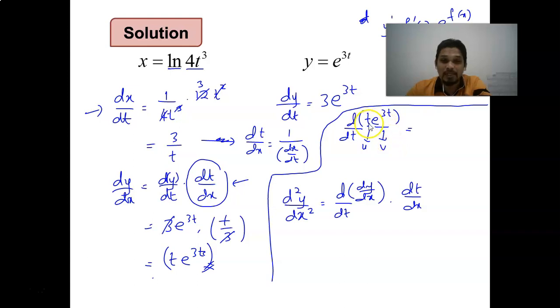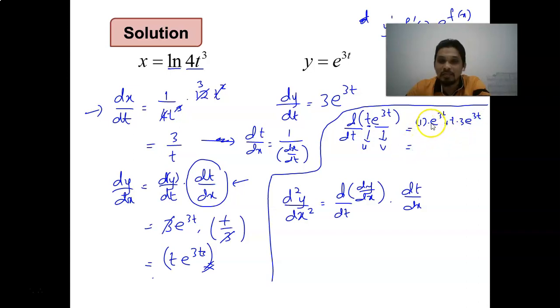Okay, multiplication between two functions. We define this as u and this one as v. So u prime v plus u v prime. We differentiate the u, or t, first, which equals 1 multiplied with e to the power of 3t, plus t, and then differentiate e to the power of 3t. Differentiating 3t gives 3, so it becomes 3 e to the power of 3t.